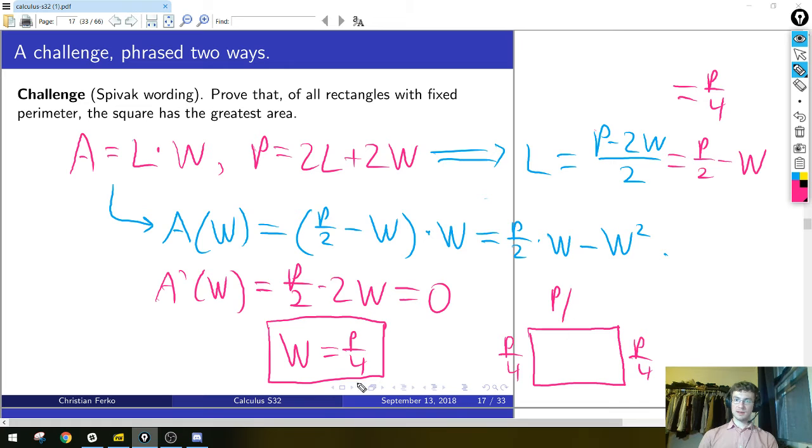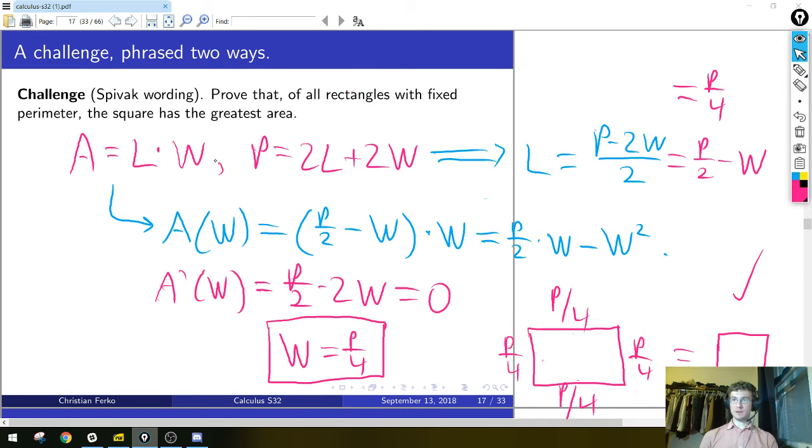So apparently, with this solution you've just told me, w equals p over 4, we get a rectangle where all 4 sides have the same length. And we have another word for that. It's called a square. Right? Wow. Okay, good. So we have solved the problem.